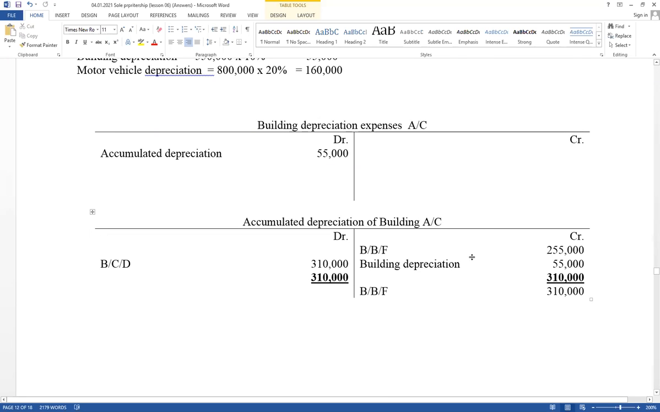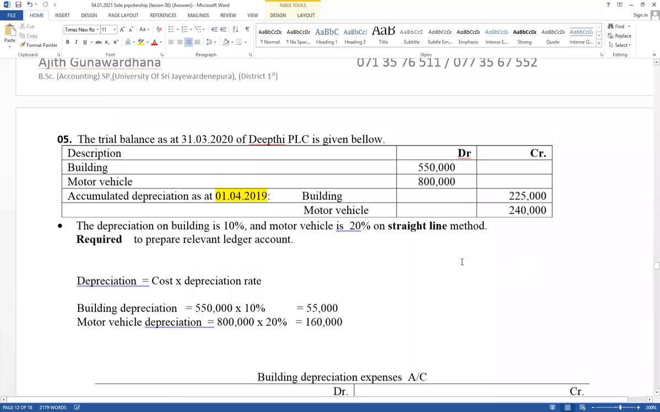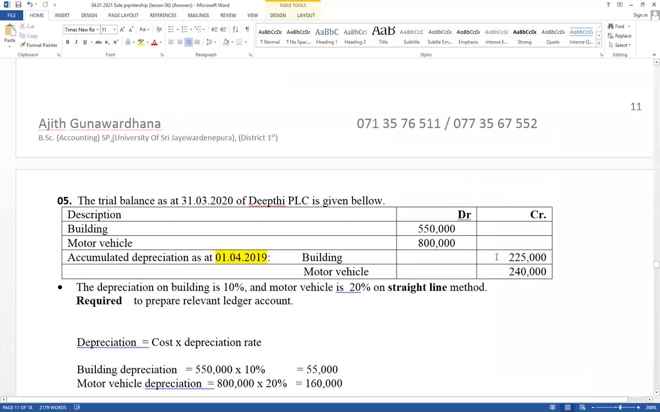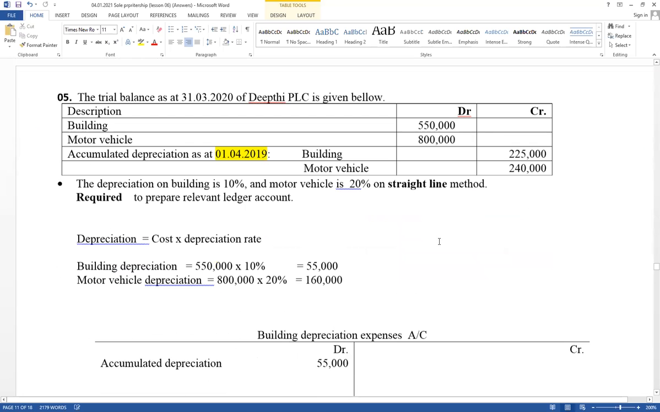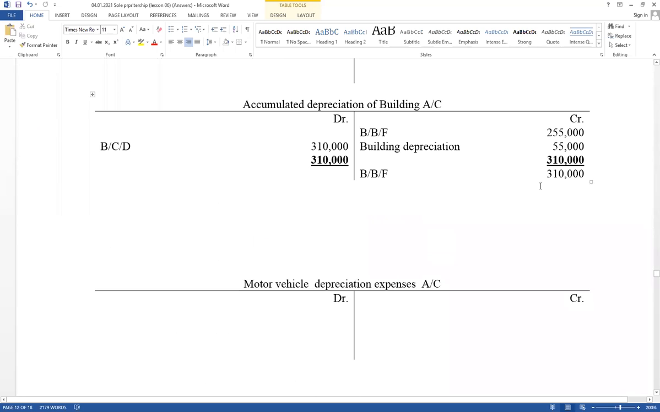Closing balance. Opening balance is given in the trial balance. This is opening balance. Non-current assets. This is a building cost value. And as accumulated depreciation, closing balance should be deducted. Accumulated depreciation.